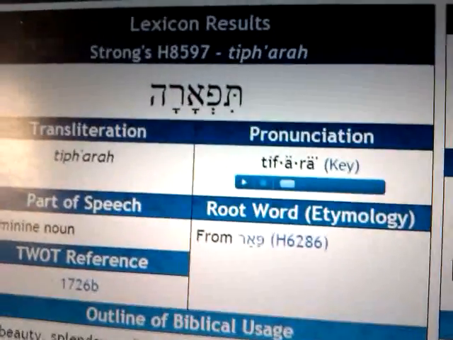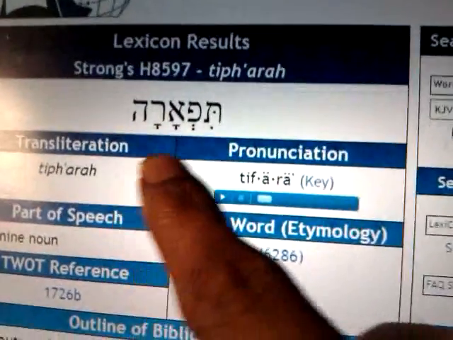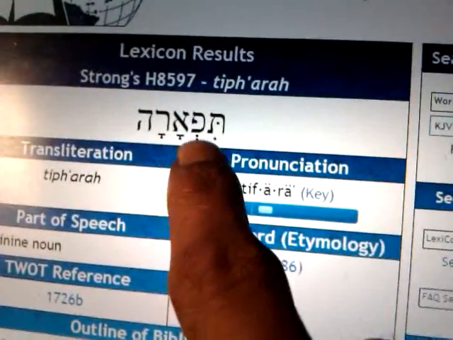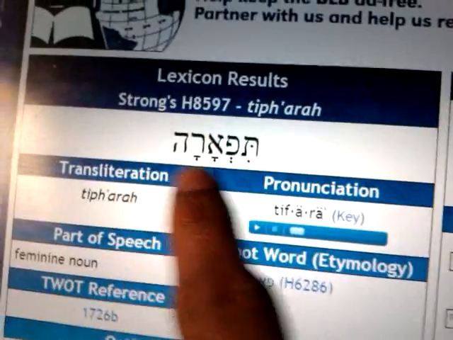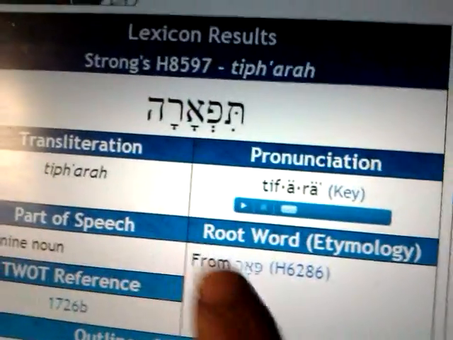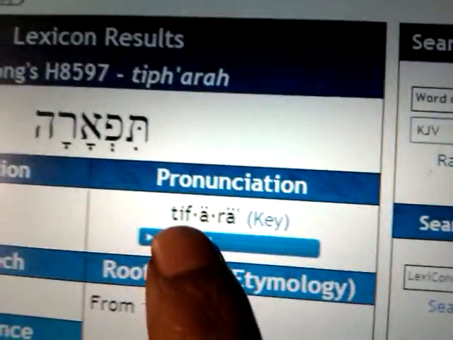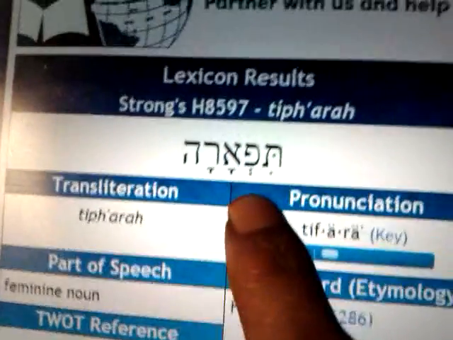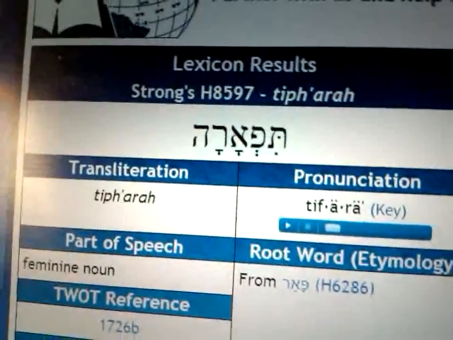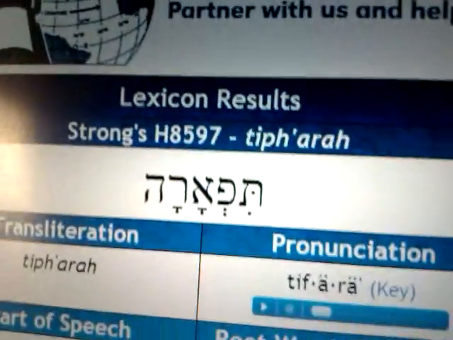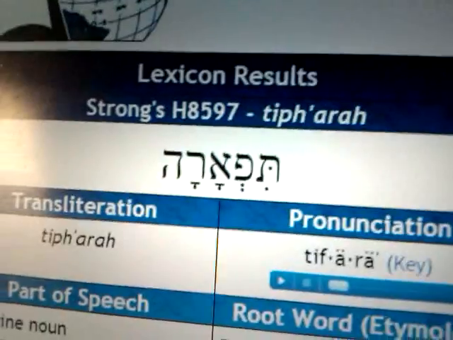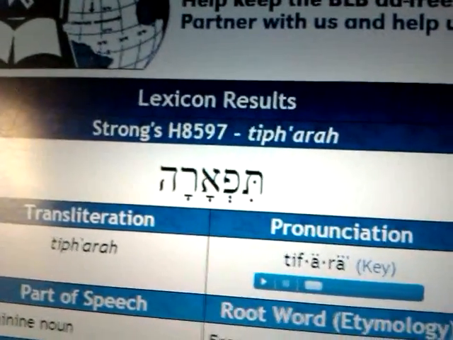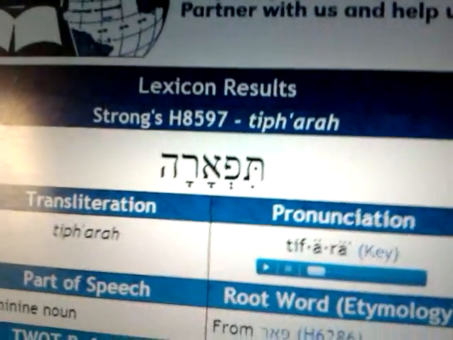Now this, my brothers and sisters, is TIPHERETH. You can see right here, TIPHERETH, which is the root of TIPHARAH in the Hebrew. As you can see, it's the H8597 word. So you can look that up.